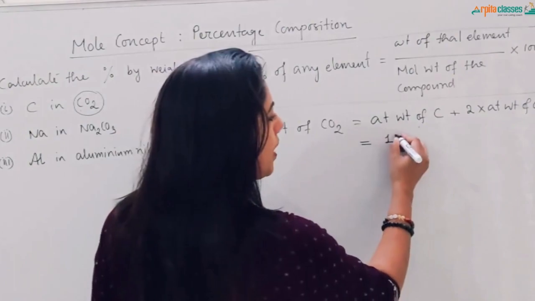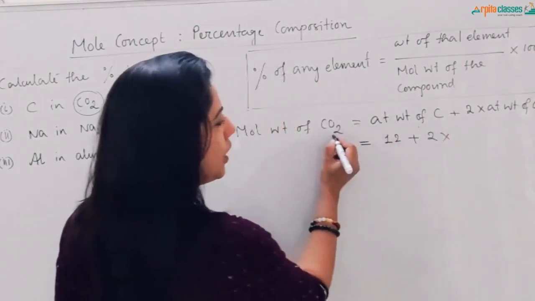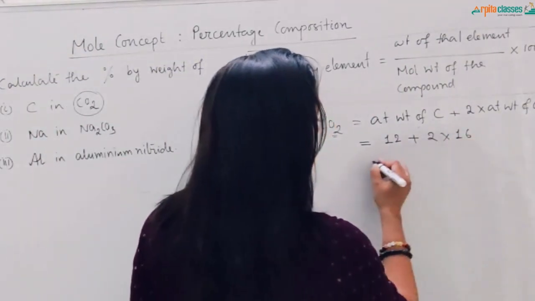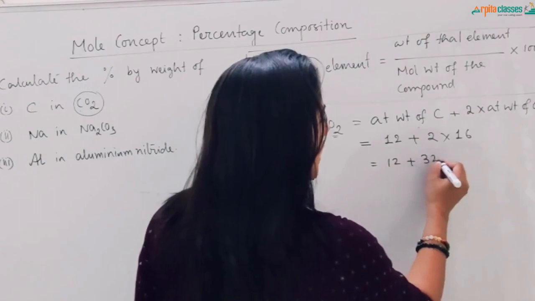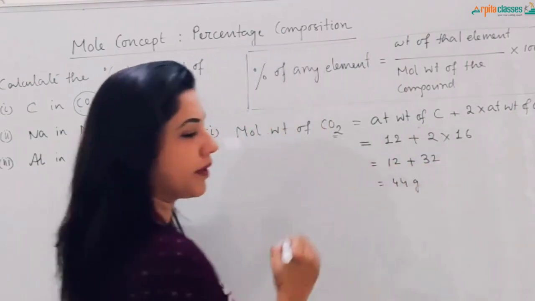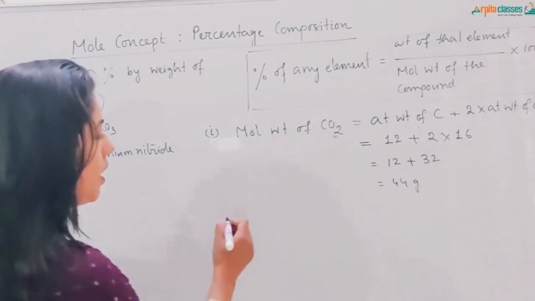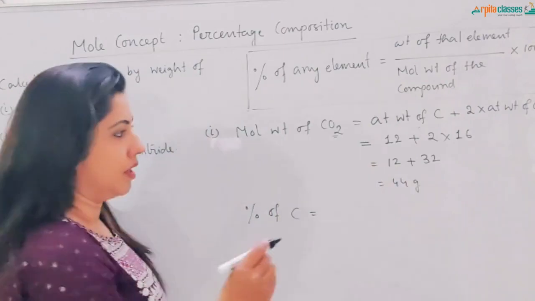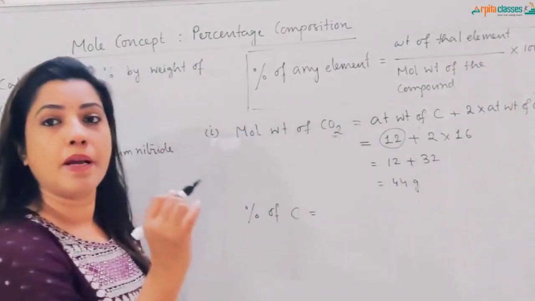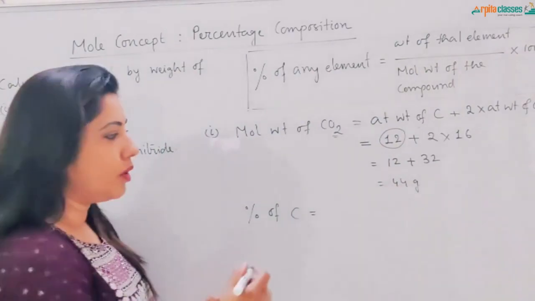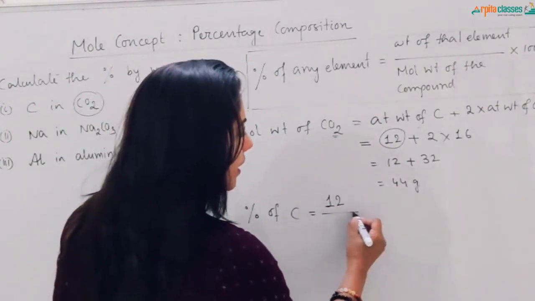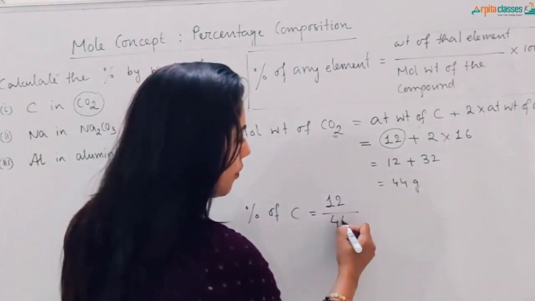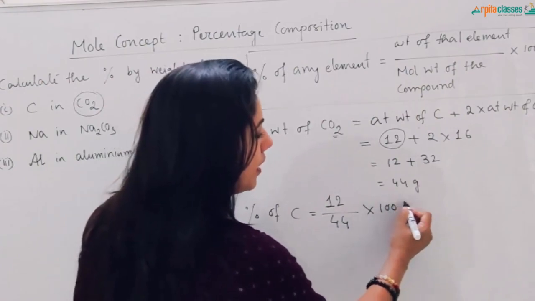Atomic weight of carbon is 12 plus 2 into, there are 2 atoms so we take 2 into, atomic weight of oxygen is 16. So the molecular weight of carbon dioxide comes to 44 gram. Now the percentage of carbon would be weight of carbon, which is 12 gram in this compound, in the numerator, divided by the total molecular weight of the compound, which is 44 here, into 100%.